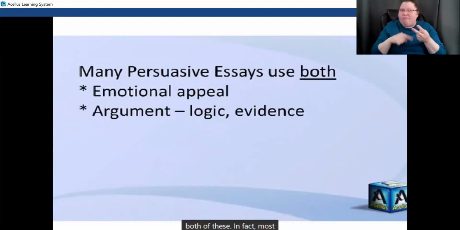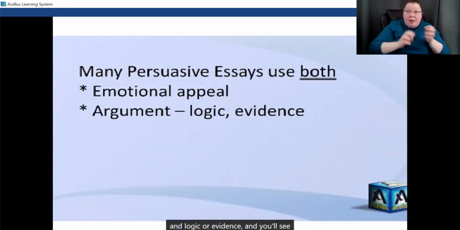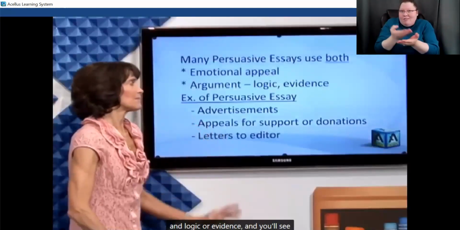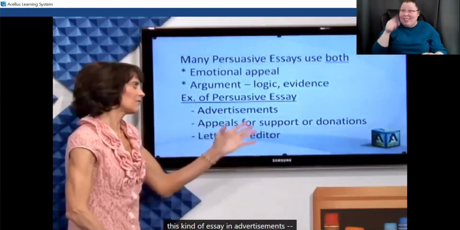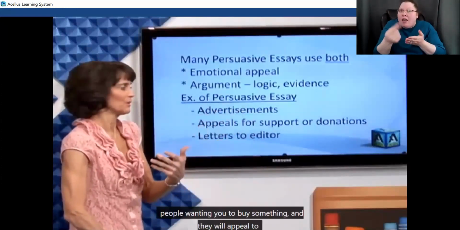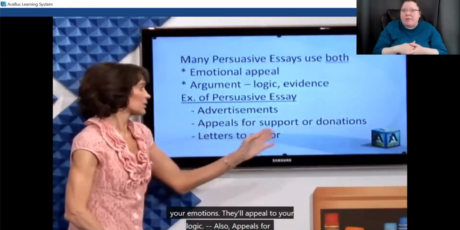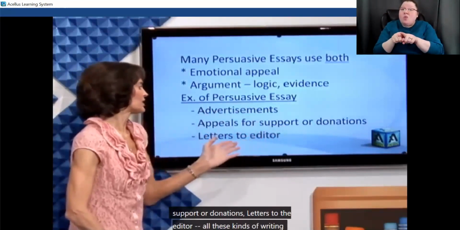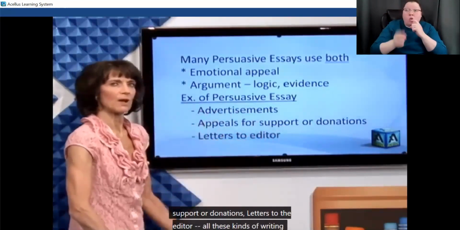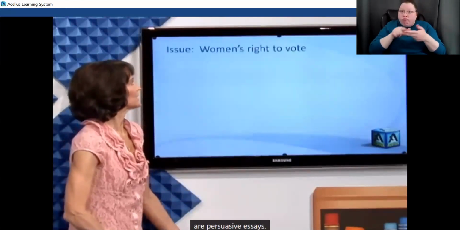In fact, most persuasive essays will use a combination of emotional appeal and logic or evidence. And you'll see this kind of essay in advertisements, people wanting you to buy something, and they will appeal to your emotions, they'll appeal to your logic. Also appeals to support for donations, letters to the editor. All these kinds of writing are persuasive essays.